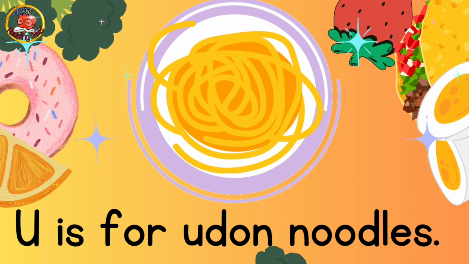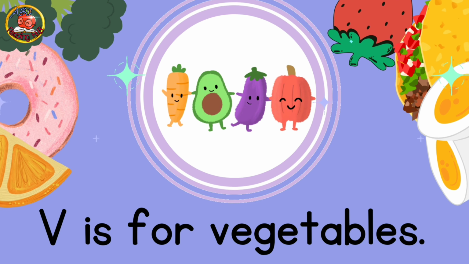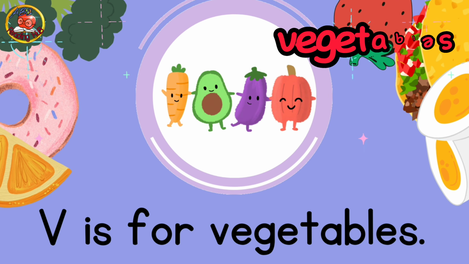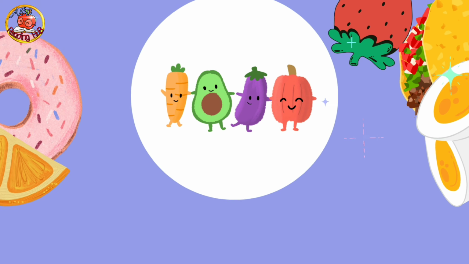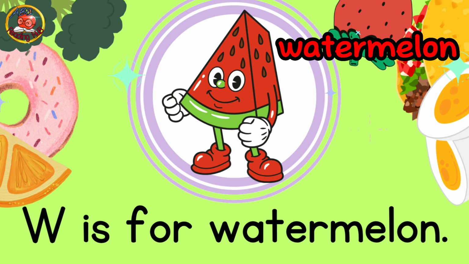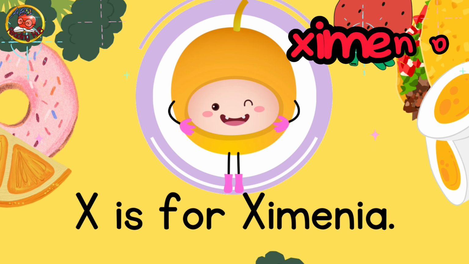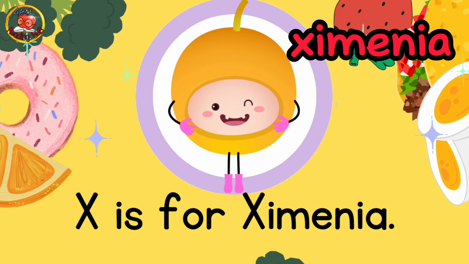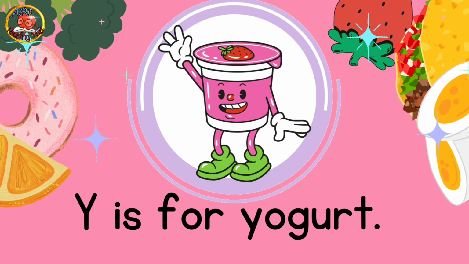U is for udon noodles. Udon noodles. V is for vegetables. Vegetables. W is for watermelon. Watermelon. X is for chiminia. Chiminia. Y is for yogurt. Yogurt.